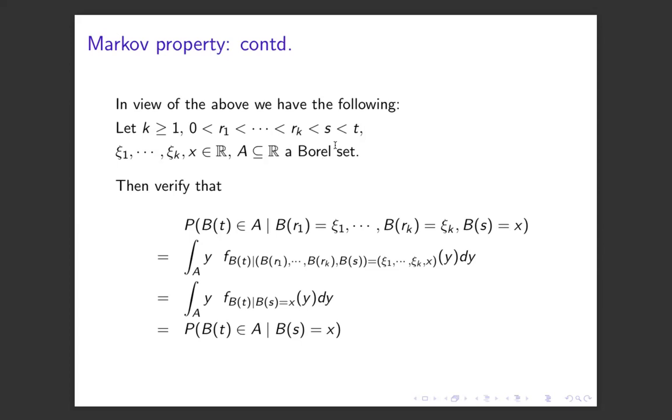So t is considered the future time point here, s is the present, and all these things are in the past. So, forgetting the past, that's the Markov property. Please note it down.